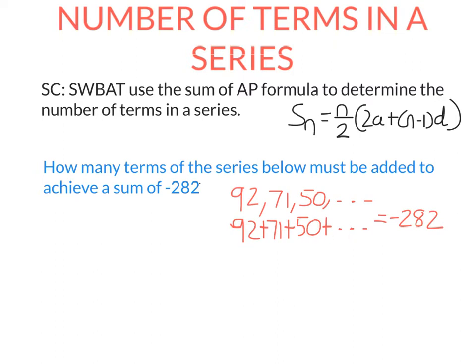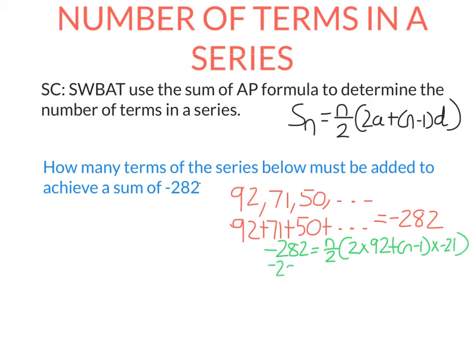See, from this series, I know a, I know d, and I know what I want the sum to be, minus 282. So I can rearrange this formula to find n, given that I know the other three variables in the formula. So let's take the formula up here and substitute everything I know. So I have Sn, the sum, is equal to n over 2 times 2a plus (n minus 1) times d.